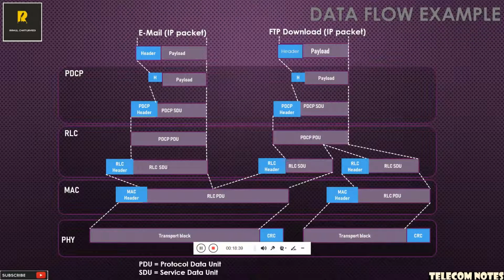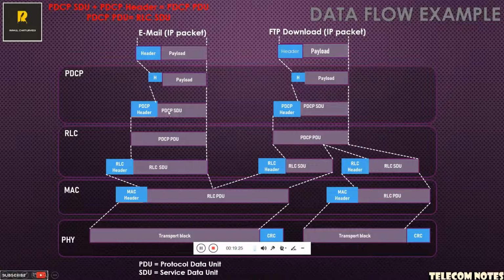Coming to the data flow example, we have taken the example of email and FTP download. As we can see, we have the payload with the header. Then PDCP header compression is done. The header is converted into a simple H, because header compression has been done over it. After that, the compressed packet is delivered forward with the PDCP header. As you can see, we have the same formula: PDCP SDU plus PDCP header makes PDCP PDU.